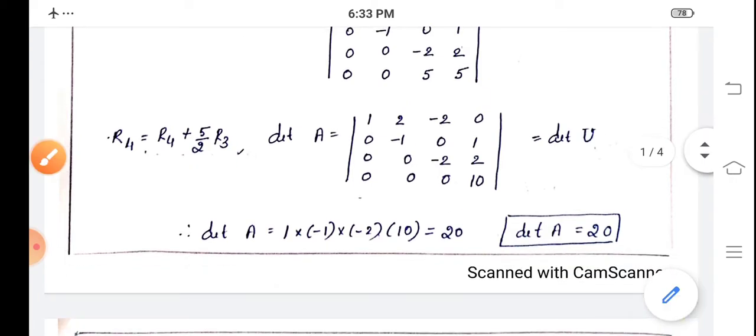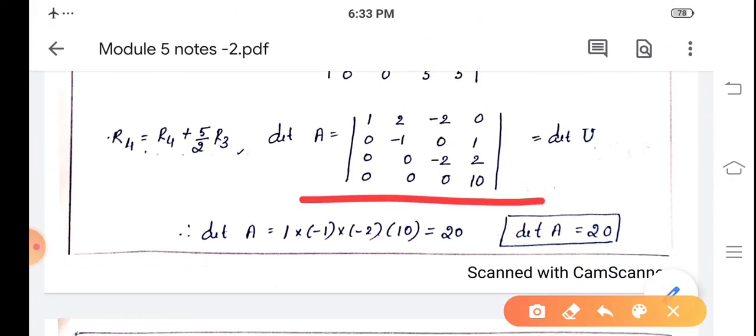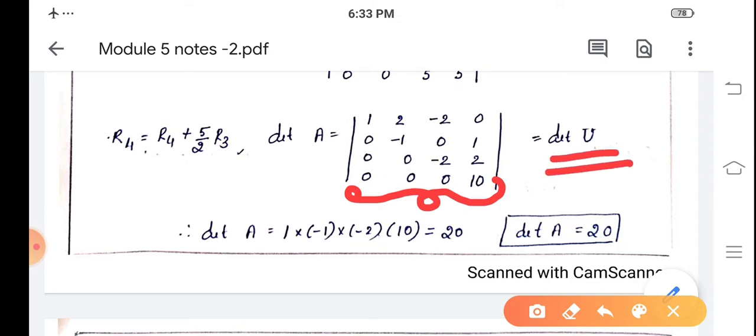Now we are getting determinant A equal to determinant of 1, 2, minus 2, 0, 0, minus 1, 0, 1, 0, 0, minus 2, 2, 0, 0, 0, 10. Now this is upper triangular form. The matrix is reduced to echelon form. So here we write U equal to this matrix. So this is the determinant of U.